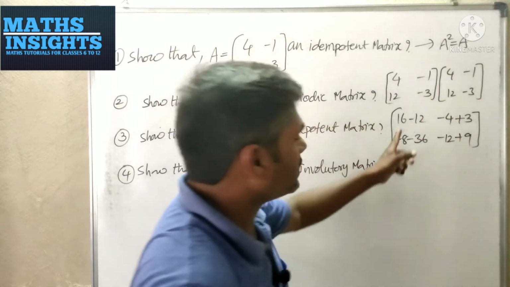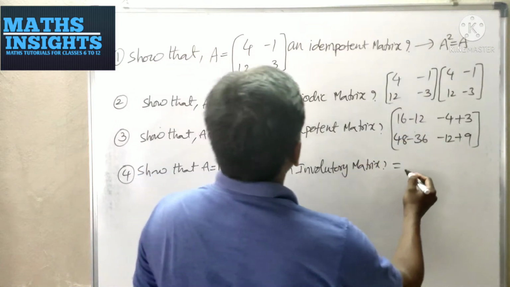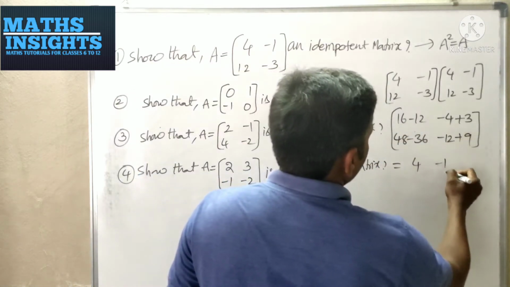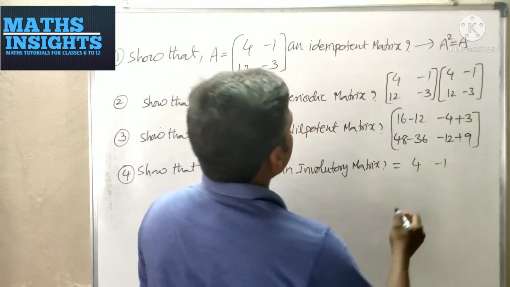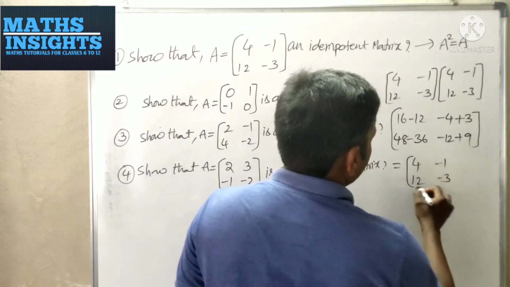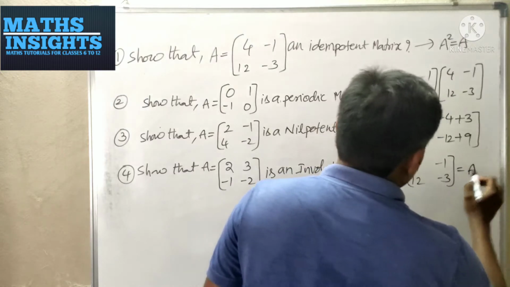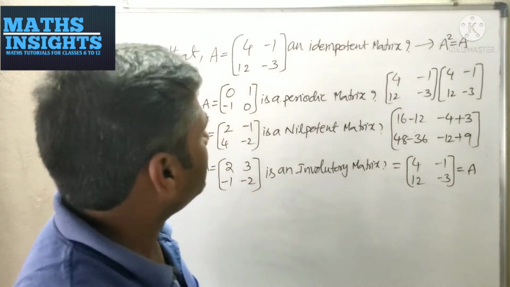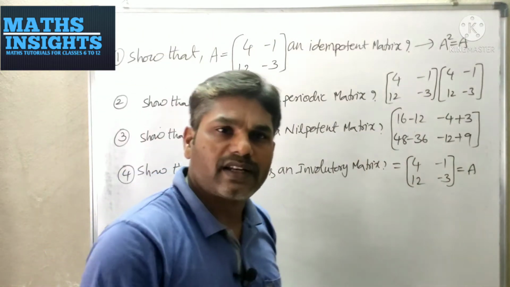Okay, that is equals 16 minus 12, which will give you 4. This is minus 1. 48 minus 36, 12. And this is minus 3, which is equal to A. So A square is equal to A, then A is an idempotent matrix.